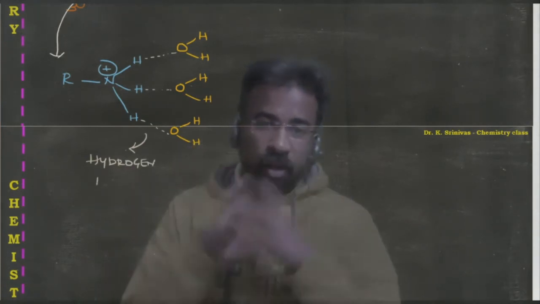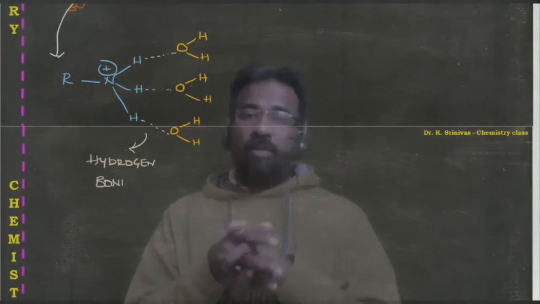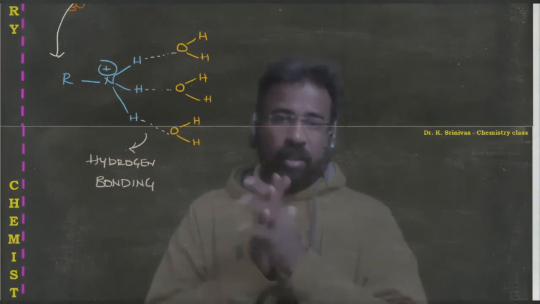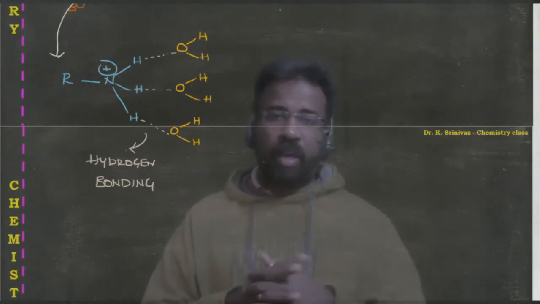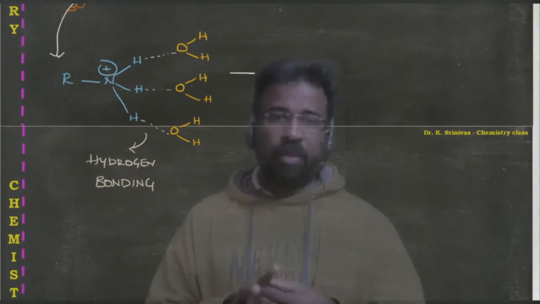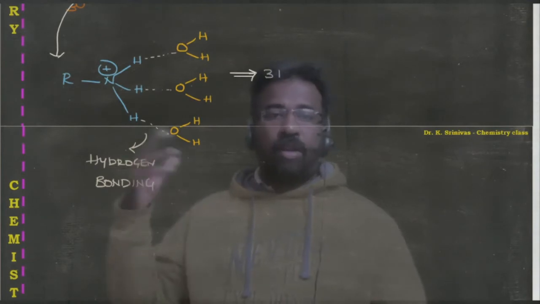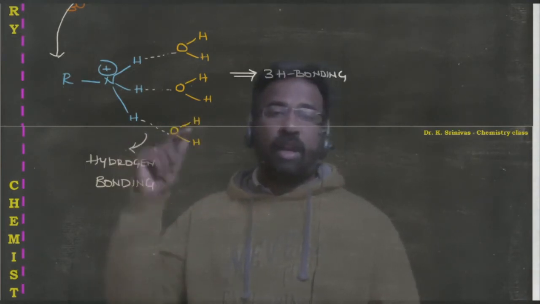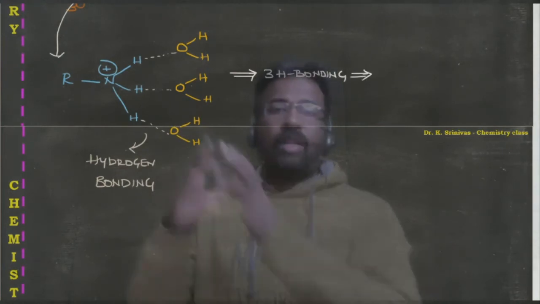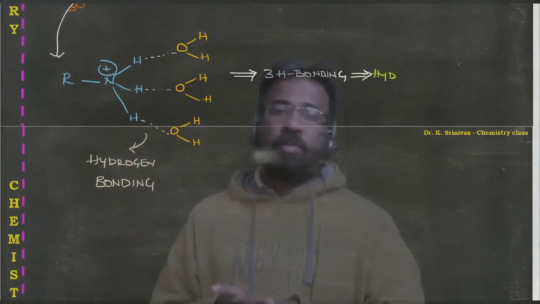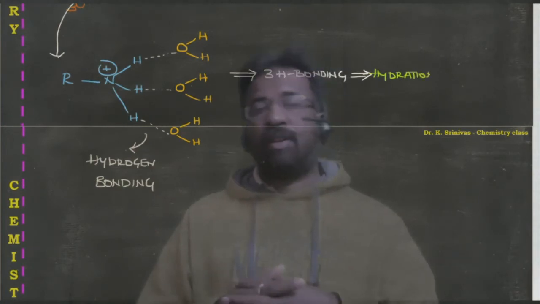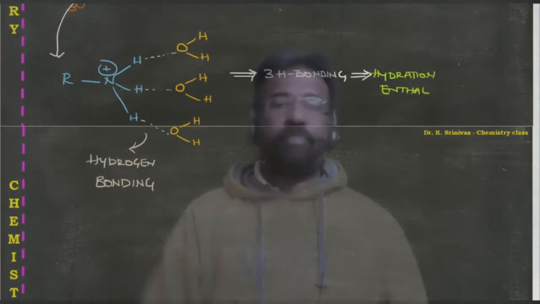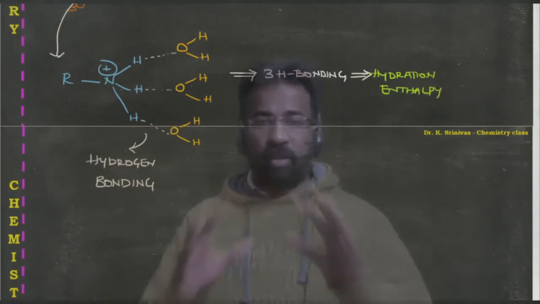Whenever they are involved in hydrogen bonding, of course, they will release some amount of energy, isn't it? That amount of energy is known as the hydration enthalpy. Once again, I'll repeat. Here we have three hydrogens, so they are involved in three hydrogen bondings, releasing some amount of energy during the formation of a bond. That is known as what? Hydration enthalpy. I hope we are following this.